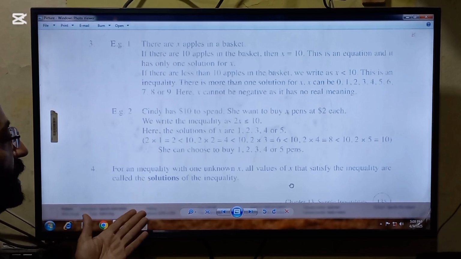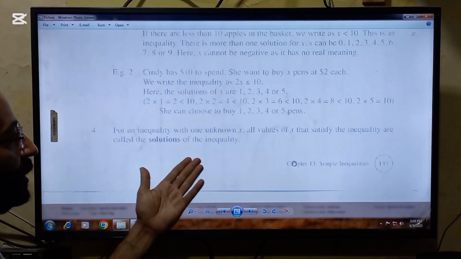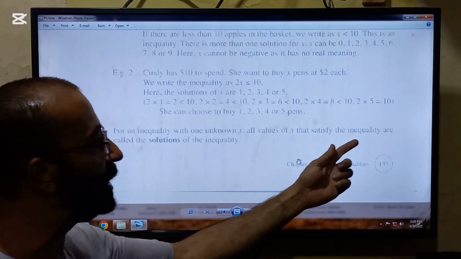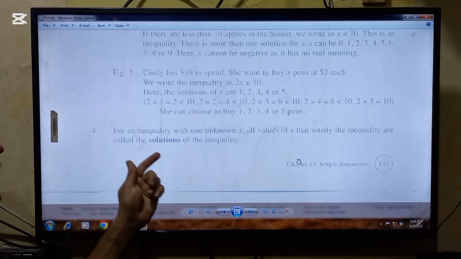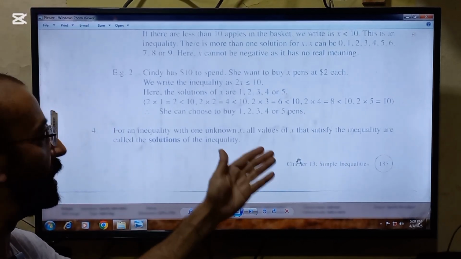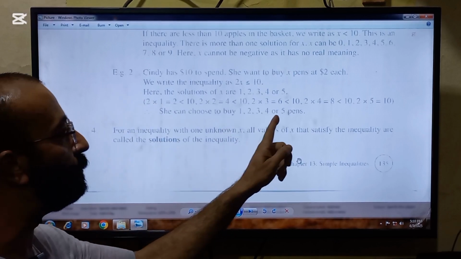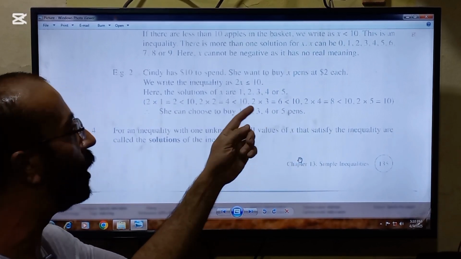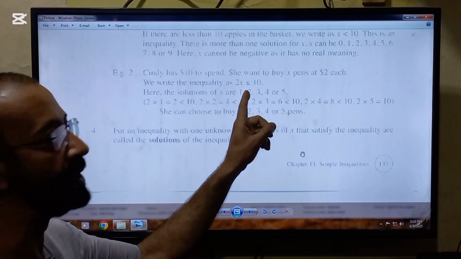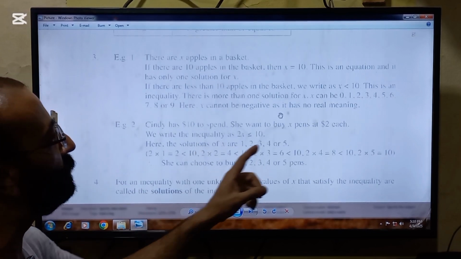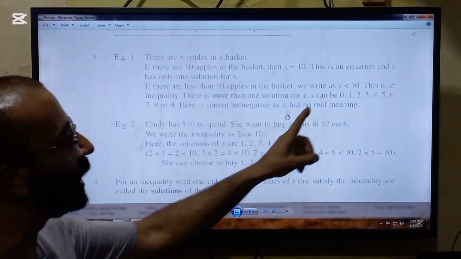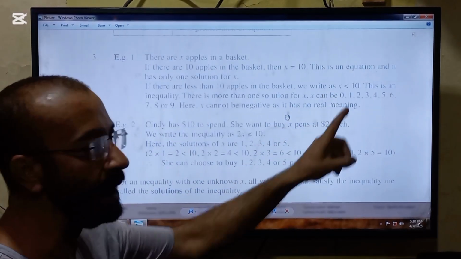For an inequality with one unknown, X, all values of X that satisfy the inequality are called the solutions of the inequality. In example number 2, we have these solutions 1 to 5. So these are called the solutions of this inequality. In example number 1, we have these solutions 0 to 9. So these are the solutions of this inequality.